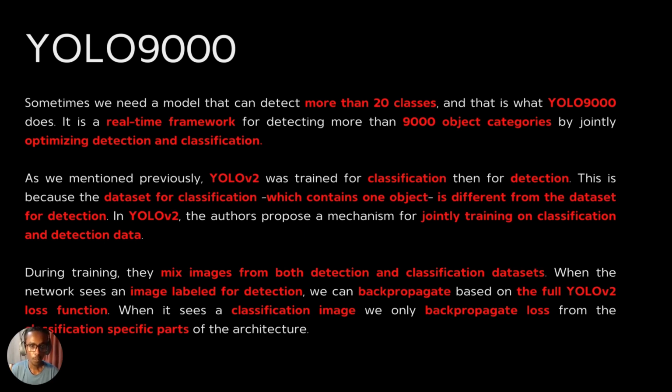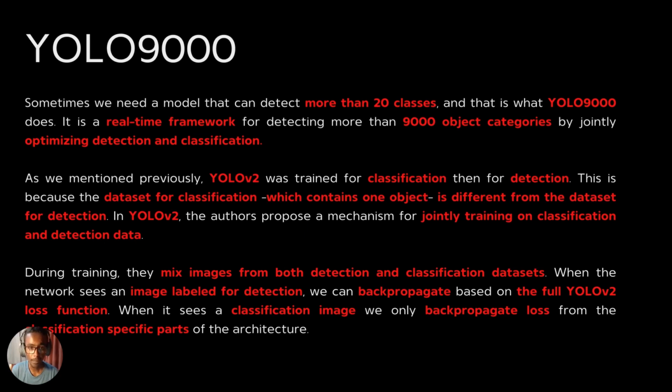During training, they mix images from both detection and classification datasets. When the network sees an image labeled for detection, we can backpropagate based on the full YOLO V2 loss function. So the model is trained using both detection and classification datasets, but for an image that is intended for detection, we can only backpropagate and optimize by using the full loss function that we have seen in the previous section.